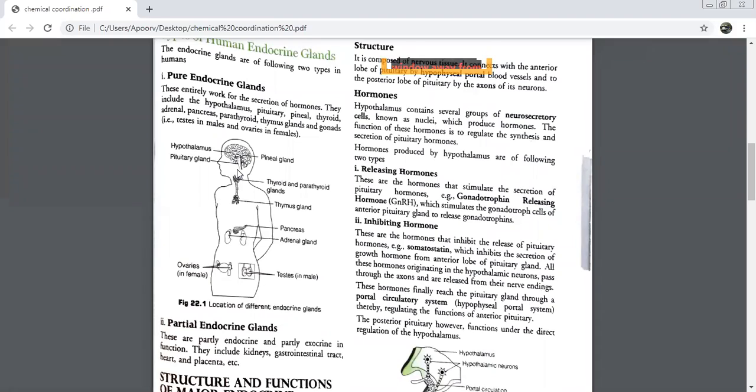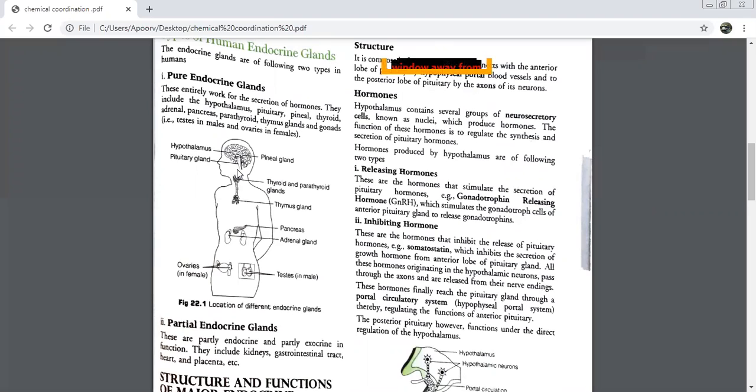So how many kinds of endocrine glands are there in the humans? How many types? Two types. Name the two types of endocrine glands in humans. Pure endocrine glands and partial endocrine glands. Pure endocrine, let us see.